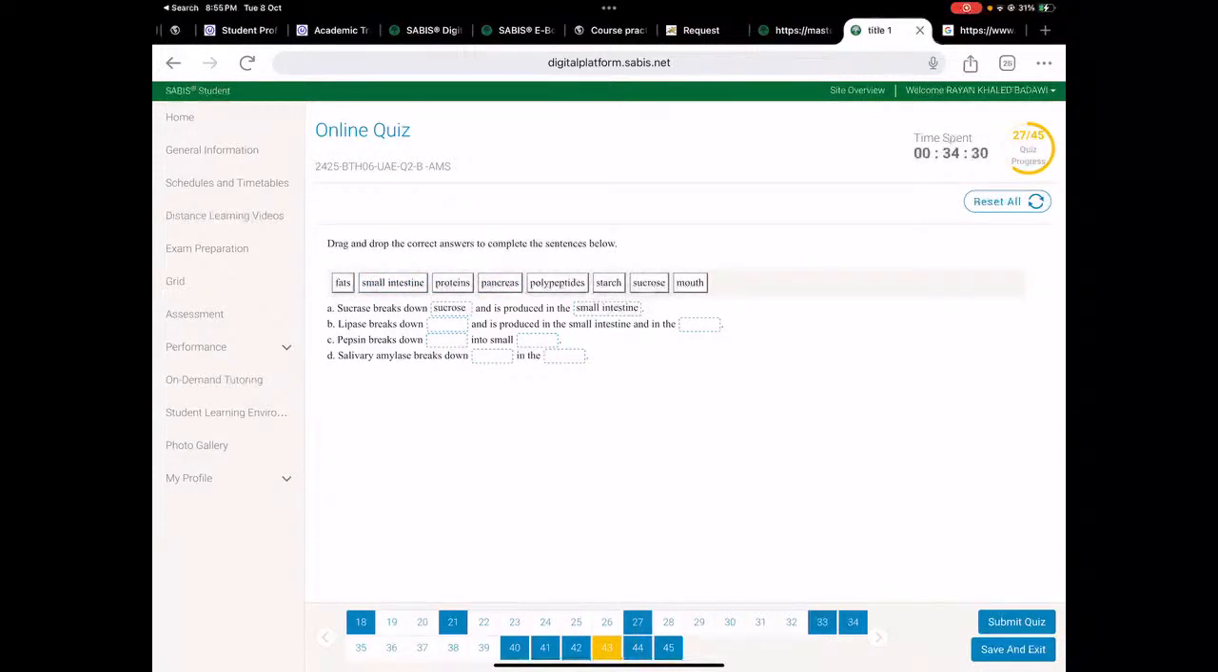Okay, I'll go back to 40, don't worry. I'll go back to 40. Lipase breaks down lipids or fats. Yeah, no, I will do 40. Okay, and it's produced in the small intestine and in the pancreas. Okay. Pepsin breaks down proteins into small polypeptides. Salivary amylase breaks down starch in the mouth. Okay.